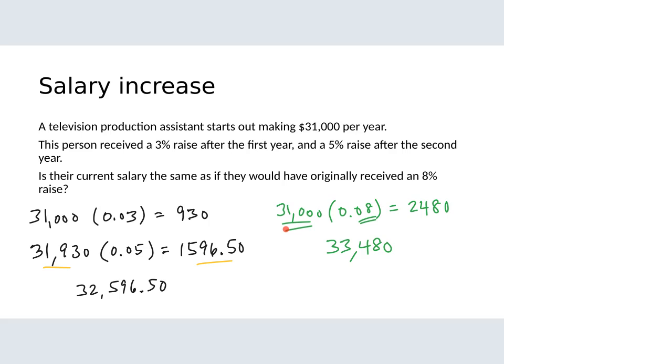Basically, if you ever come across a question like this, what I don't want you to do is read it and go, well, 3 and 5 is the same as 8, so sure, it's the same. Don't do it that way. Actually do the computation and figure out where you'll end up. All right. Anybody have any questions on anything we've talked about as far as percents go?